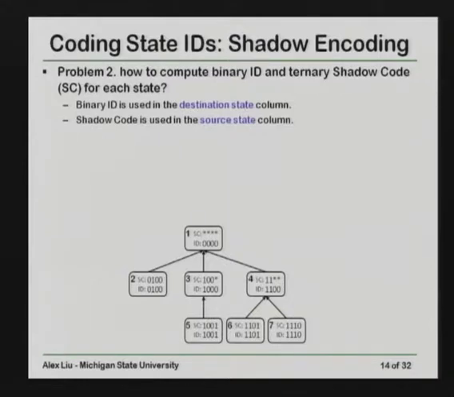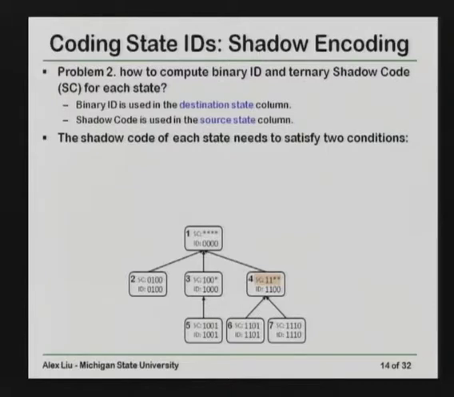assign binary IDs and ternary shadow codes for each state. Every state has two codes. One is binary, which is called the state ID. This will be used in the destination state column. Destination, remember, is in SRAM, so it is binary. It also has a shadow code, which is ternary. This shadow code will be used in the source state column.